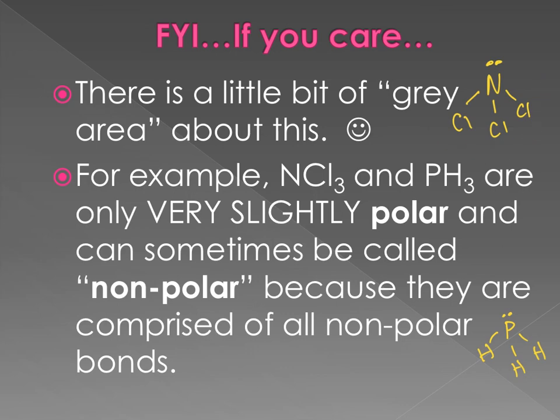So just go off of what we've learned and talked about in the notes that we just covered. If there is a lone pair of electrons on that central atom, we'll just say the molecule itself is polar, even though all the bonds would fall within that nonpolar range.